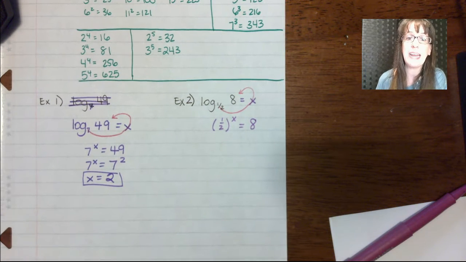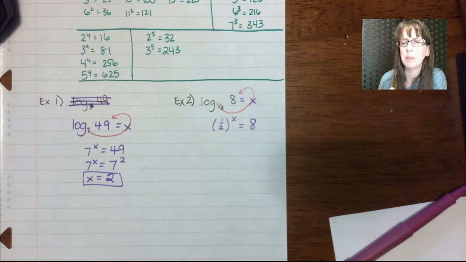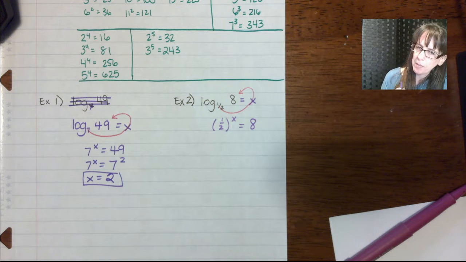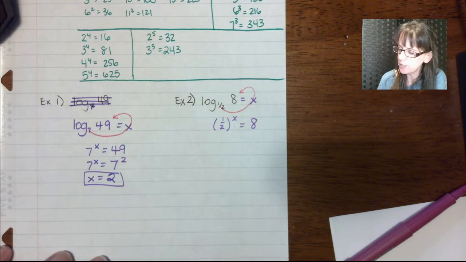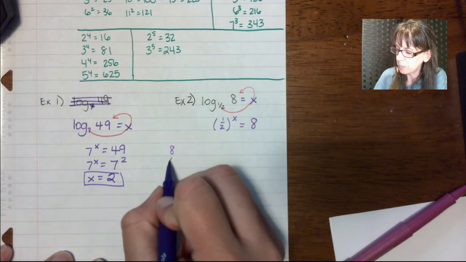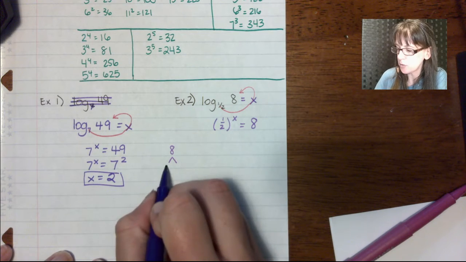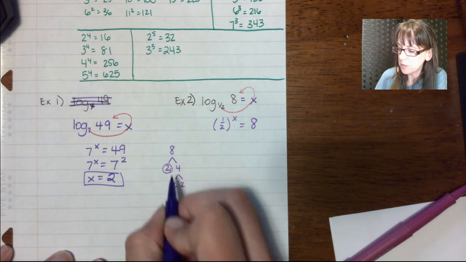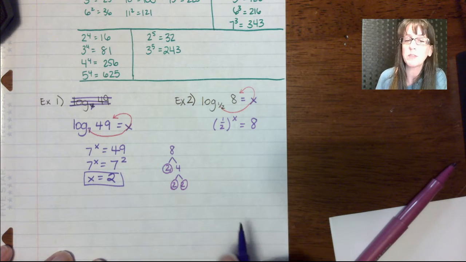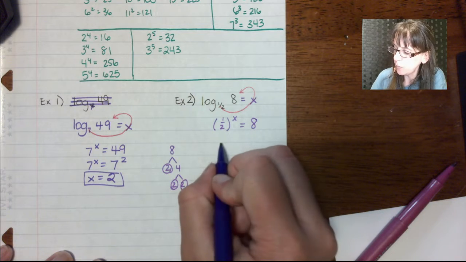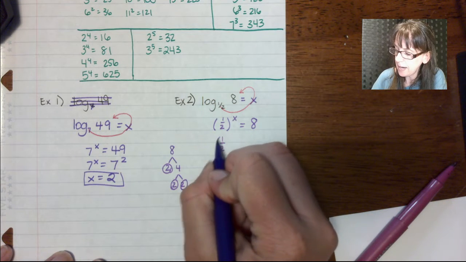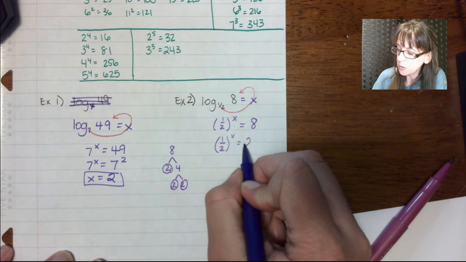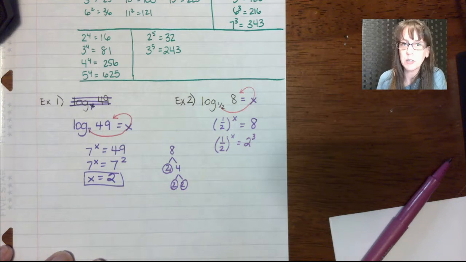You're going to look at 8 and say, hey, that's a friendly number. I happen to remember that that is 2 to the 3rd power. Let's say that you don't remember it's 2 to the 3rd power. You're going to need to do some side work. Break 8 down into its prime factors: 2, 4, 2, 2. So we have 2, 2, and 2, which means we have 2 to the 3rd power. So we now know that (1/2)^x equals 2 to the 3rd power.